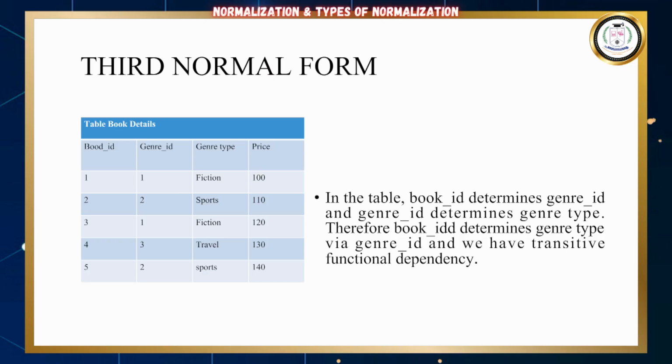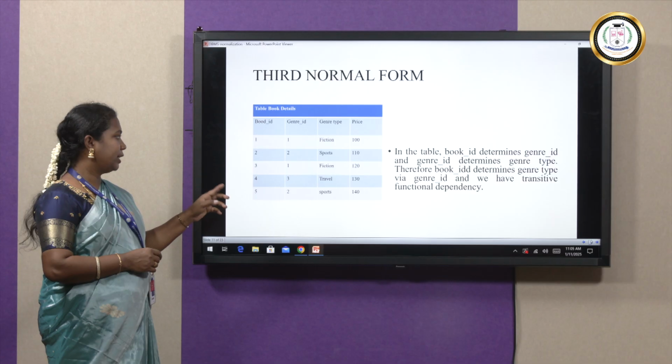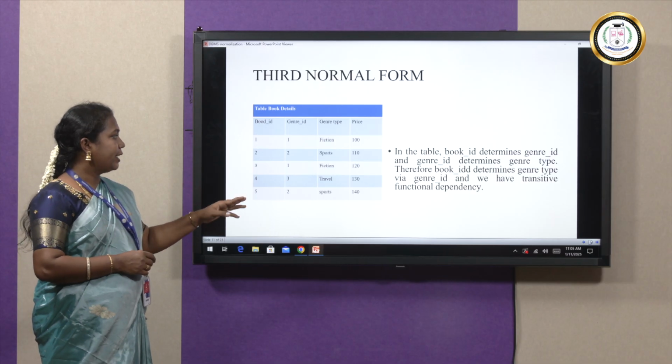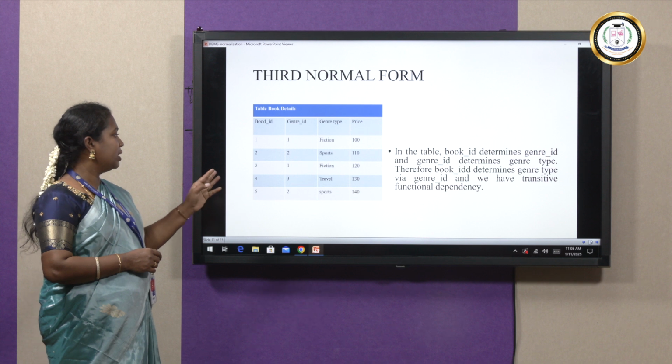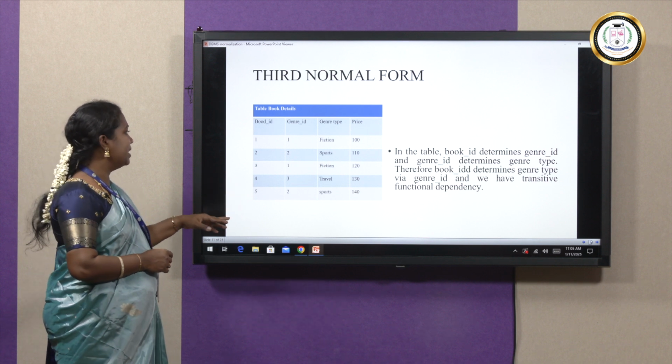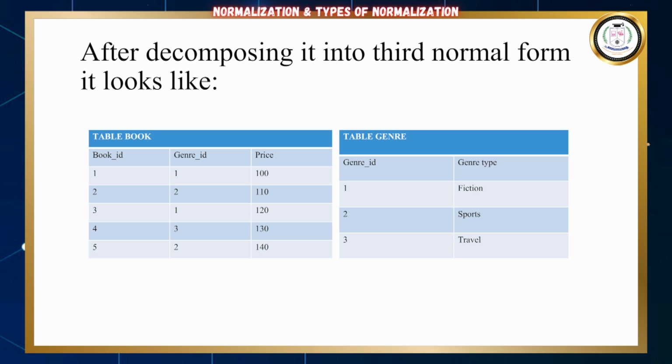See one example. Here in the table, book ID determines genre ID and genre ID determines genre type. Therefore, book ID determines genre type via genre ID, and we have a transitive functional dependency. See this? This is after decomposition into third normal form, it looks like this.